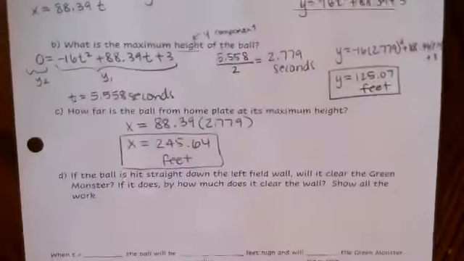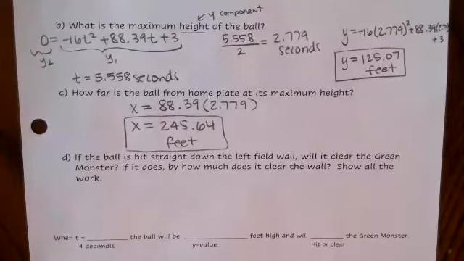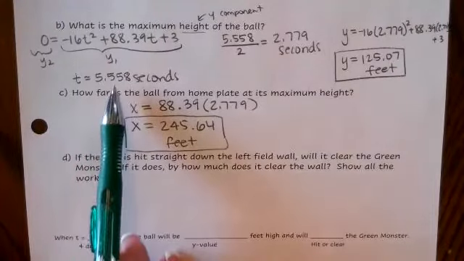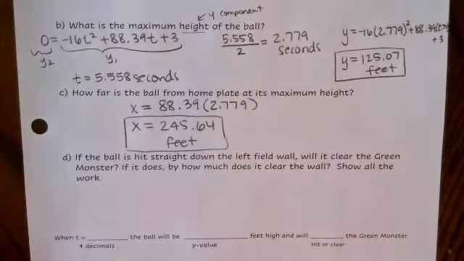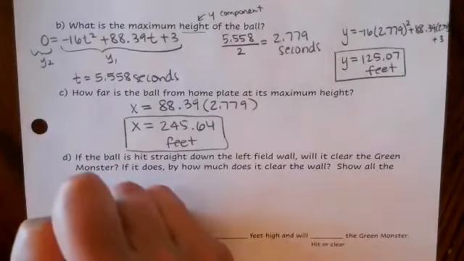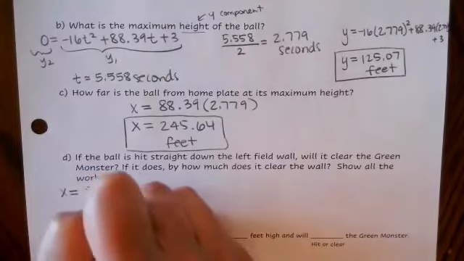All right, and then they can make you really think like this one right here. It says, if the ball is hit straight down the left field wall, will it clear the green monster? If it does, by how much does it clear the wall? Show all the work. All right, so we want to know if it's going to clear this wall. So the first thing I'm going to do is, we already know how long it was in the air altogether. That was 5.558 seconds. So I can figure out how far it went by doing that. That's the easiest one to check. If it didn't go far enough, then you know it didn't clear it.